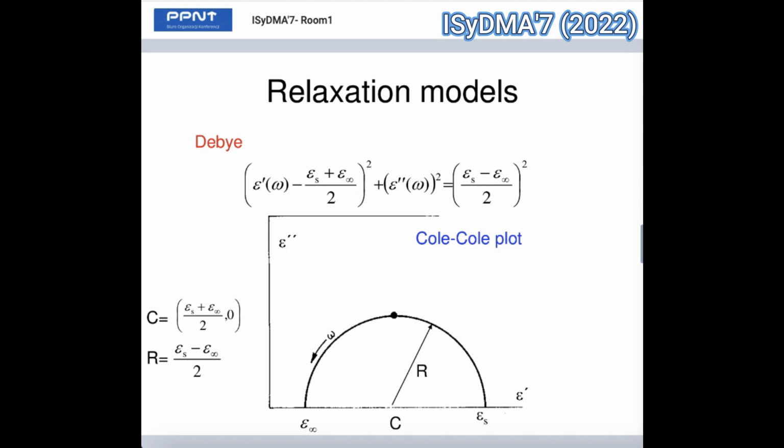This means that the center of this circle is exactly on this x axis. So if you have a representation of epsilon double prime as a function of epsilon prime that shows a perfect circle, and the center of the circle is exactly here on the x axis, we can say that we can use the Debye model. That we can see that it's actually a pure exponential depolarization function.